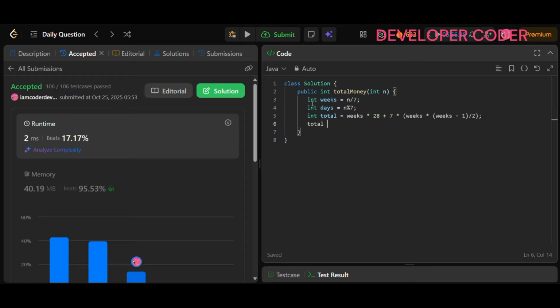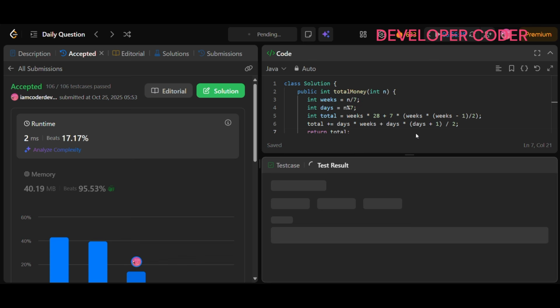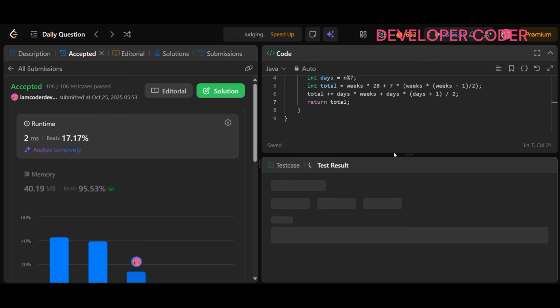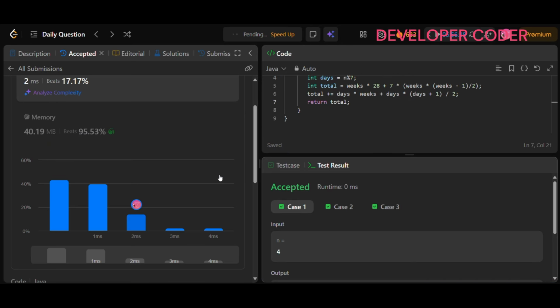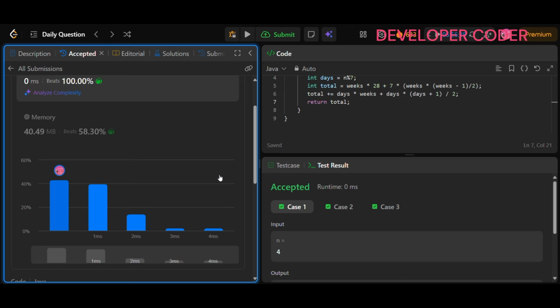Now in the total I have to add the remaining amount for days. That is days into weeks, plus days into days plus 1, divided by 2. And in the end I simply return total. That's it. Now let's run the code and see if there are any issues. We are able to pass all the test cases. Now let's submit it. See, our solution is accepted.